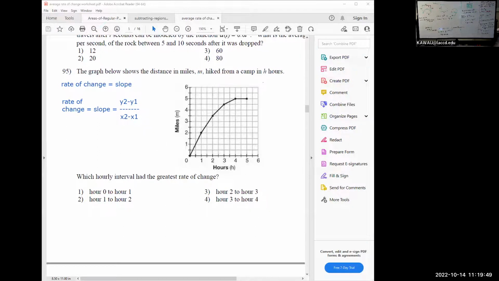The other ideas are that if I'm drawing something from left to right, this has a positive slope.